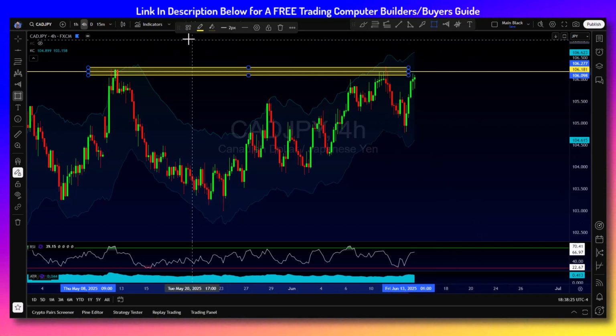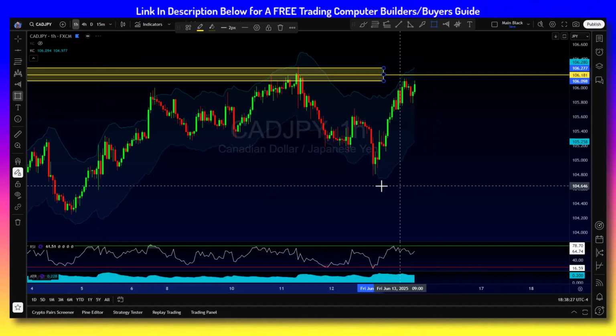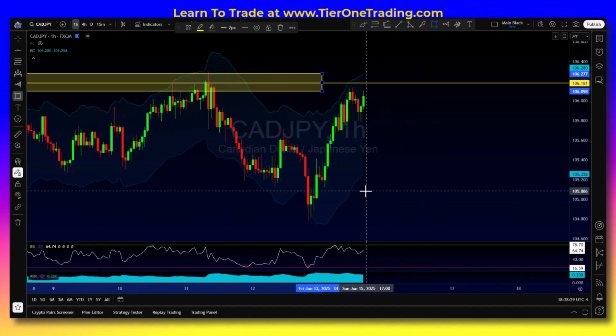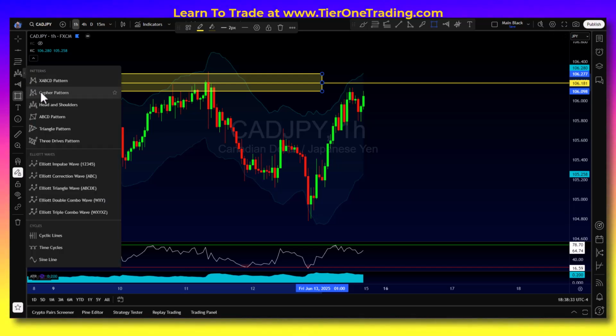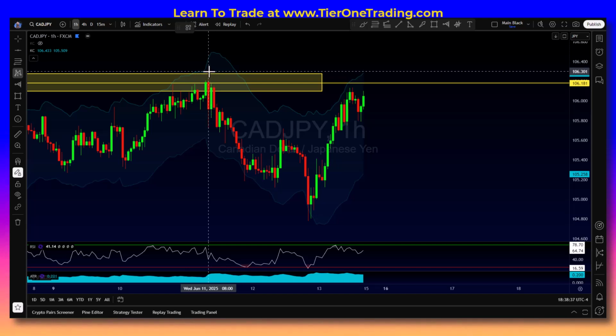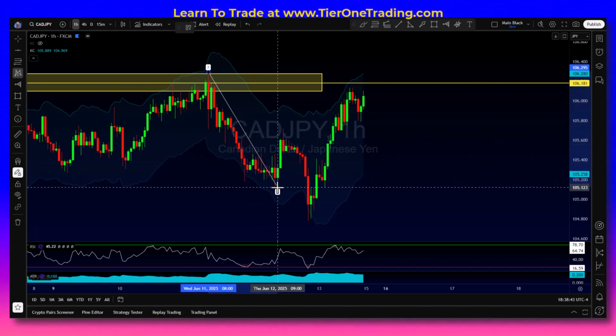Now, as we dig a little bit deeper into this on the hourly chart, we're going to see something else setting up. We've been talking about complex reversal patterns. We're now going to talk about harmonic patterns, advanced pattern formations, and this one's going to be called a cipher pattern. Our swing high to swing low is going to be our X to A.